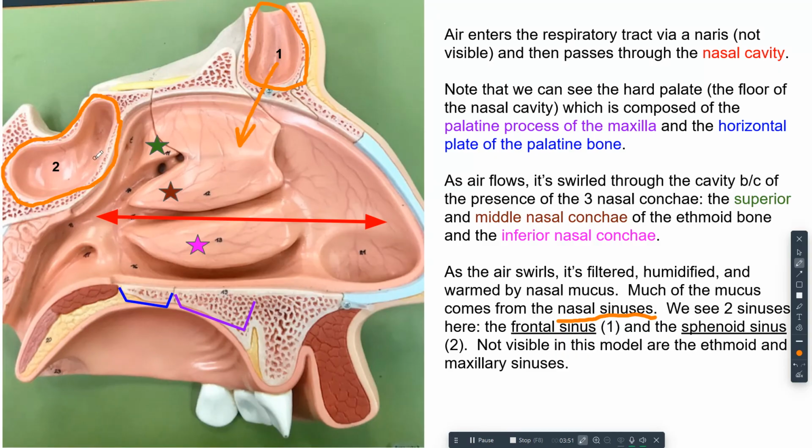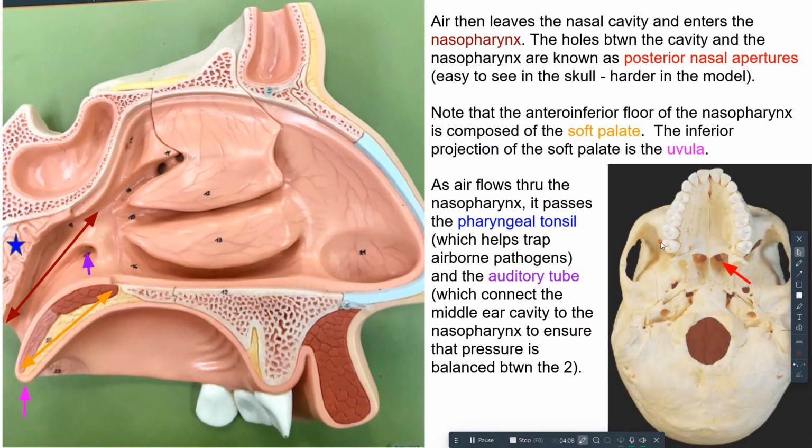The mucus is going to drain into the nasal cavity. There are also sinuses in the ethmoid bone and the maxillary bones. We just don't see those sinuses in this particular model. All right, this is a pretty crowded model, so we're going to do some more stuff on it. So when we leave the nasal cavity, so this is our nasal cavity right here. When we leave the nasal cavity, we're going to be going this way. And where this brownish arrow is, this is the nasopharynx, which is the nose part of the throat.